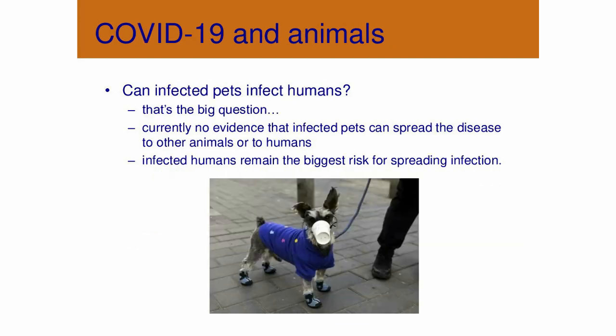So the next question is, can infected pets infect humans? Well, again, the big question, and to be honest, no one really knows. There's currently no evidence that infected pets can spread the disease to people. But again, it's an evolving situation. Infected people remain the biggest risk for spreading infection, not their pets. So people shouldn't be unduly worried about catching the virus from their dog or cat, because it's pets that are far more likely to be infected from their owner rather than the other way around. And no, your pets don't have to wear PPE.